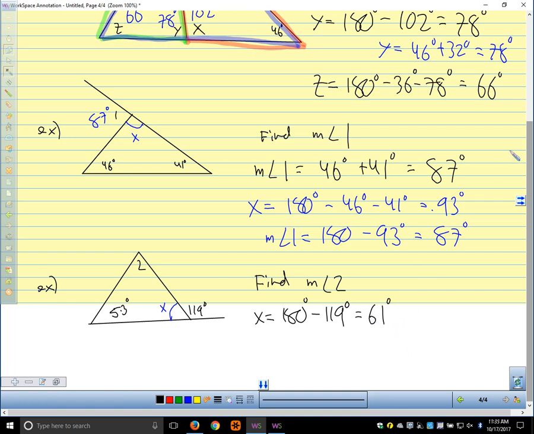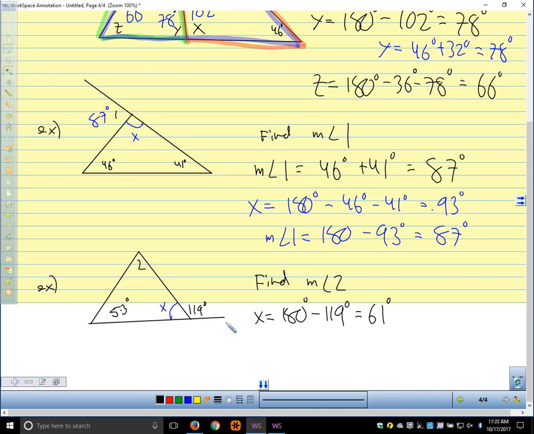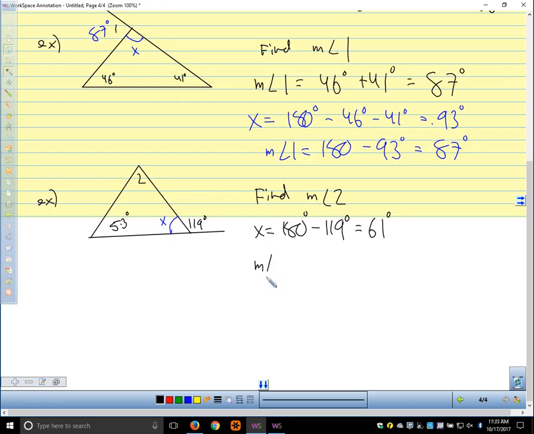And then we know that all three of the angles inside the triangle have to add up to 180. So we would say the measure of angle, let me write this angle in here, so that's 61 degrees. Measure of angle 2 has to be 180 minus 61 minus 53. And when we do that arithmetic, I believe we get 66 degrees.